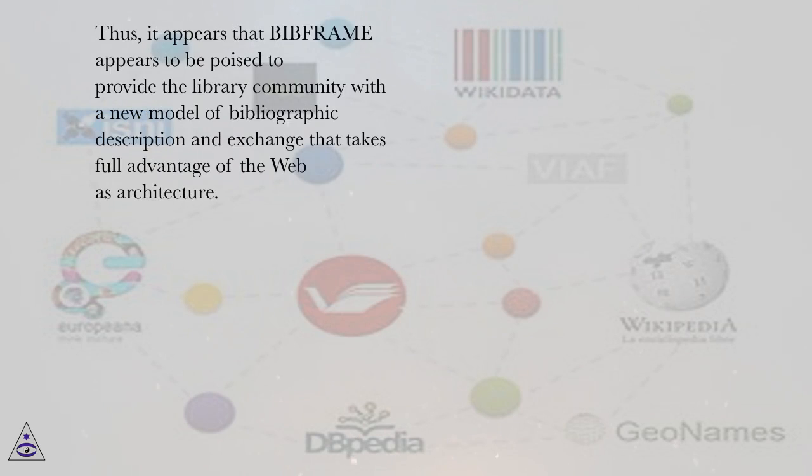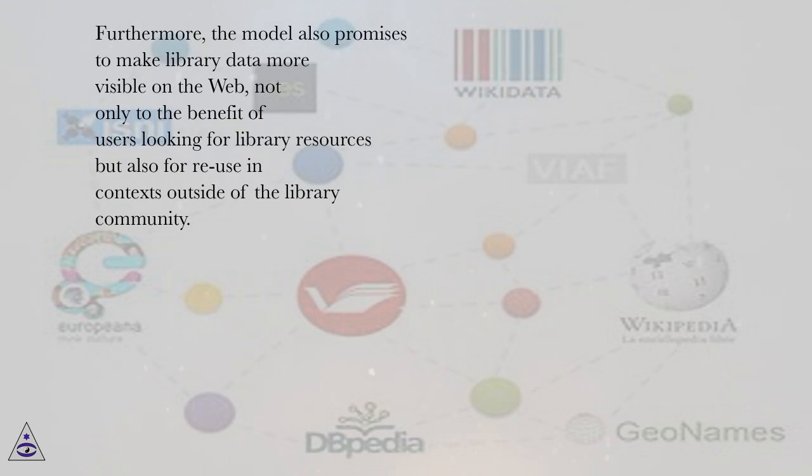Thus, it appears that BIBFRAME is poised to provide the library community with a new model of bibliographic description and exchange that takes full advantage of the web as architecture. Furthermore, the model also promises to make library data more visible on the web, not only to the benefit of users looking for library resources but also for reuse in context outside of the library community.